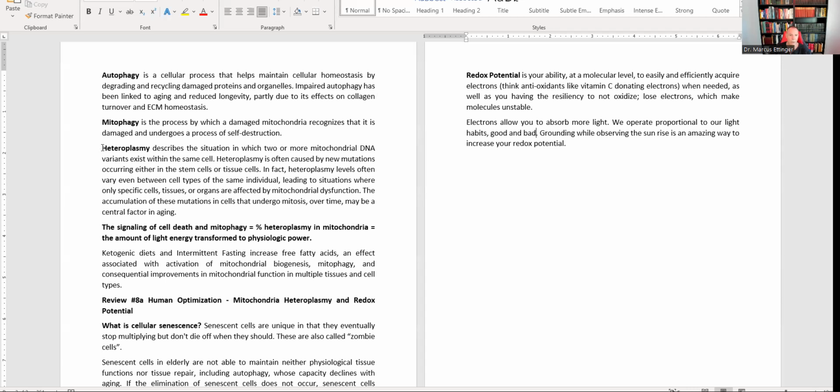Now, the term heteroplasmy describes the situation in which two or more mitochondrial DNA variants exist in the same cell. So they're competing. One may be a healthy set of mitochondrial DNA, the other set is corrupted. When that happens, the mitochondria does not act normally, and that is our powerhouse, our generator of our body. It's the software of the body.